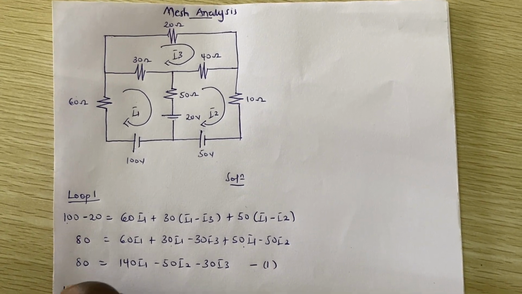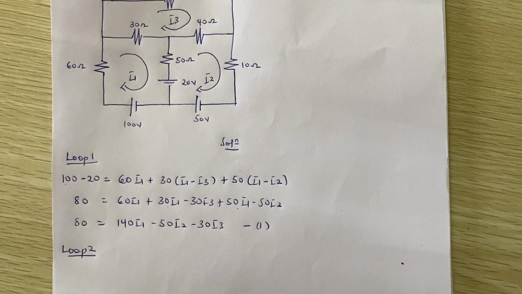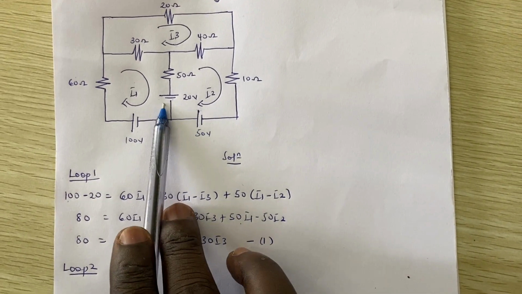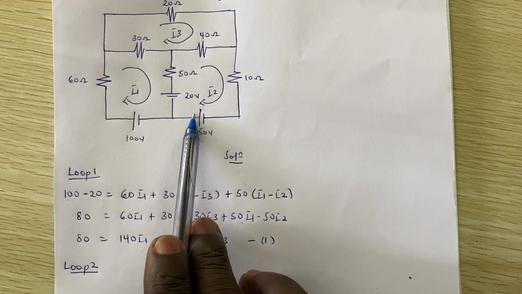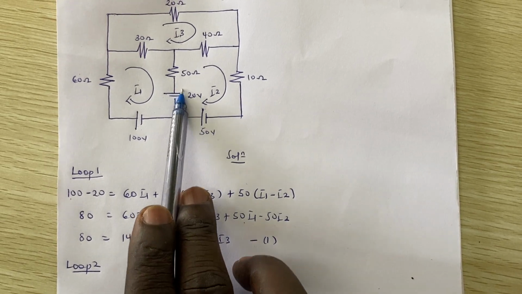Now let's go to loop 2. So for loop 2, we have 2 voltage sources. This 50 will be producing current this way. This 20 will also be producing current this way.